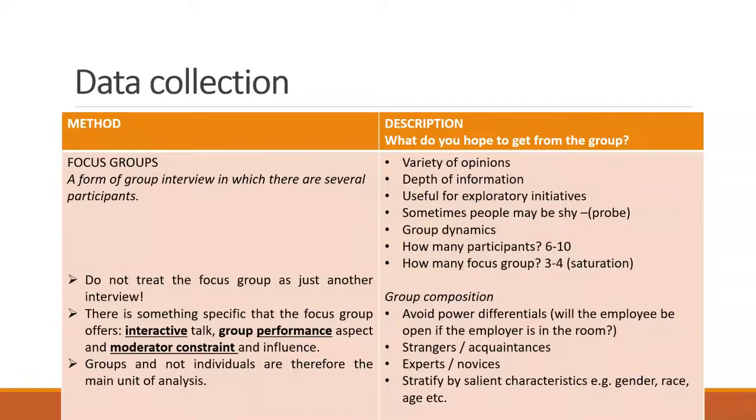All right. And then the group composition, who has to be in the group? Who are these 6 or 10 people? Avoid power differentials where possible. So what is the purpose of your study? What is it that you want to get? Who needs to be in that conversation for you to get the kind of information that you need? For example, will the employees be open if the employers are in the room? Should you combine employees and employers in the same room? And what are the implications of that? So thinking about these things beforehand is very important.